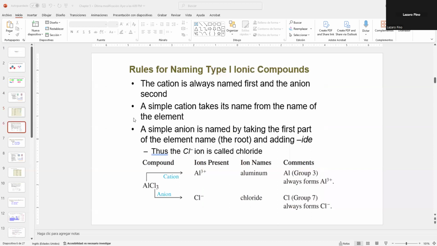Let's see some rules that we use. For example, the cation always has the name of the element, and we write first the cation and then the anion. The cation takes its name from the name of the element, and the anion changes the ending to "ide".